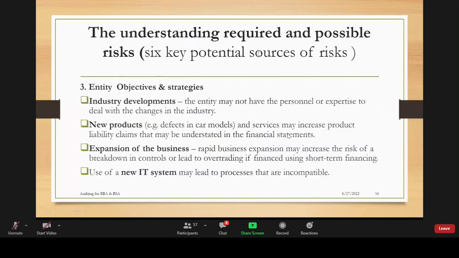Okay, then the entity's objectives and the strategies. These are, for example, a business that is into rapid expansion has a risk of their controls not being sufficient enough. For example, as the business is over expanding, the more risks it is exposed to, so the more inefficient the internal control becomes, right?